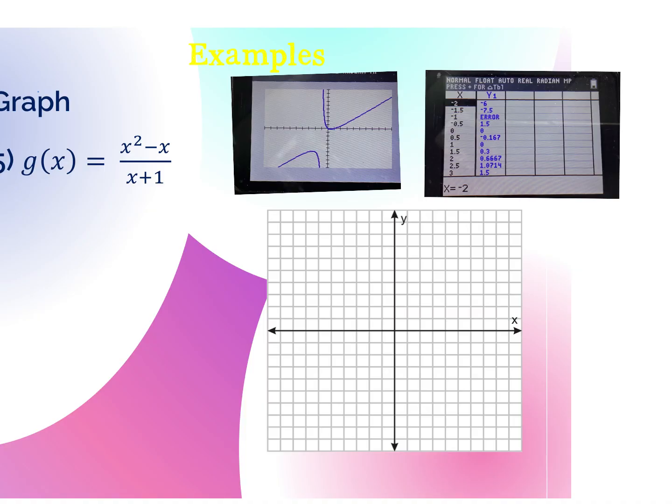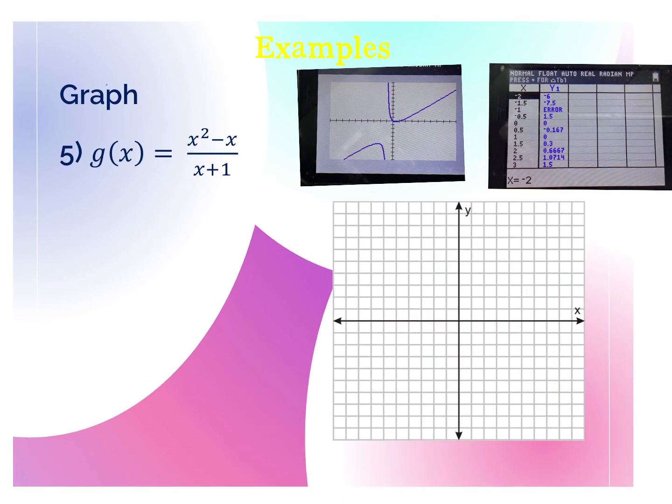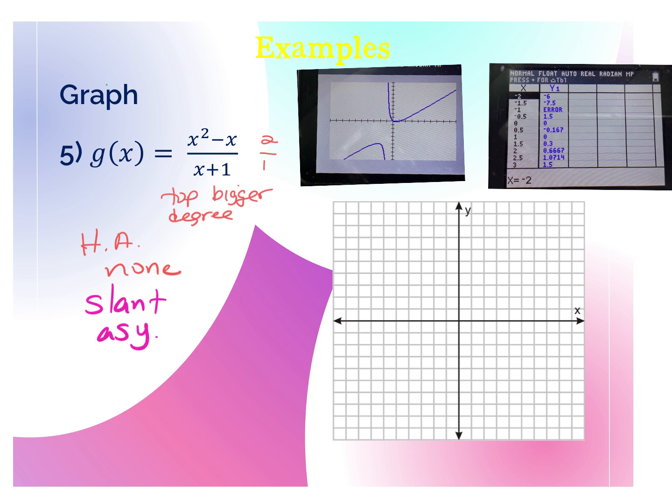Okay, so the first thing we're going to do is look at the degrees. This has a degree of 2 and of 1. And notice the top has the bigger degree. So that tells me that the horizontal asymptote is none. And also notice that the numerator's degree is 1 larger, so we actually have a slant asymptote.